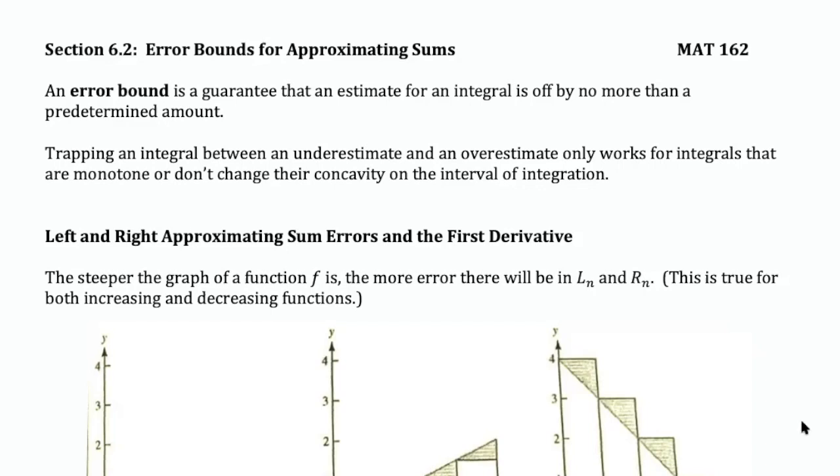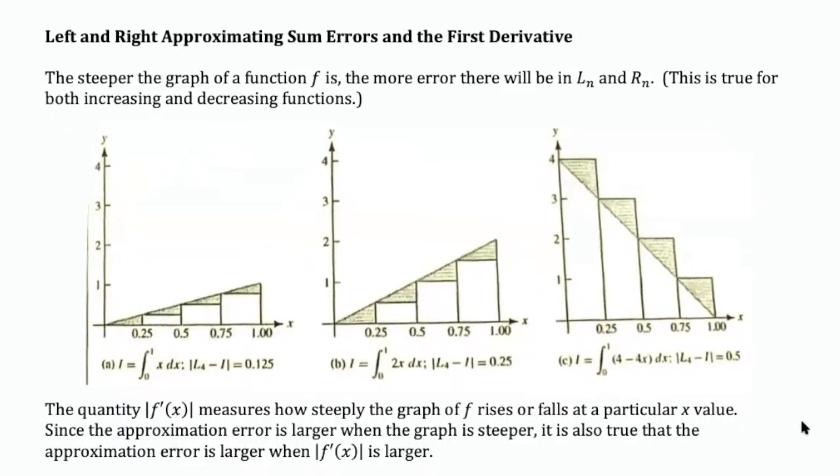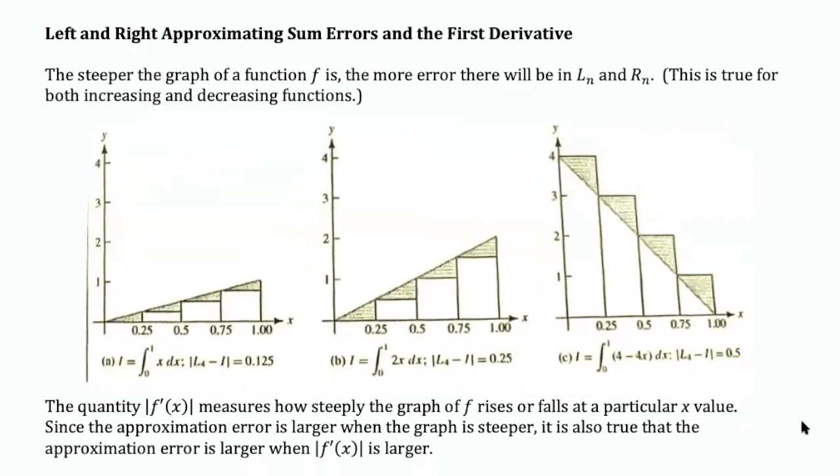So there is a connection between the errors that occur and derivatives, believe it or not. Here's why. The steeper the graph of a function is, the more error you're going to get in the left and right approximations. And this is true whether the function is increasing or decreasing. So you have some pictures here of increasing functions as well as decreasing functions. I took these images from your textbook, so if you do your reading, you're going to come across these. And notice what occurs here.